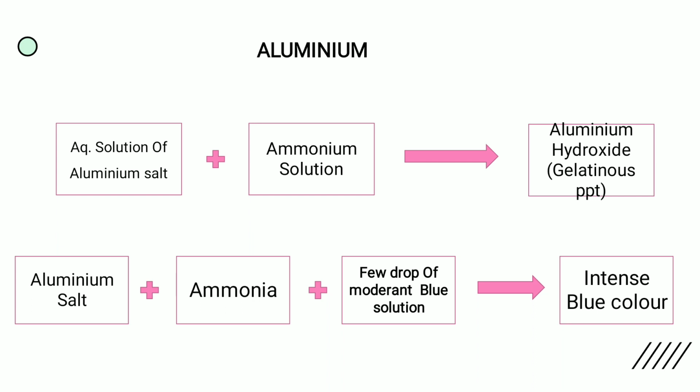Okay. Next, some tests are for cations also. The first cation is aluminum. An aqueous solution of aluminum salt reacts with ammonium, with some boiling or warming. We get aluminum hydroxide, a gelatinous precipitate. In the next test, aluminum salt reacts with ammonia and then we add a few drops of Moron blue solution. An intense blue color is obtained. That is the test for aluminum.